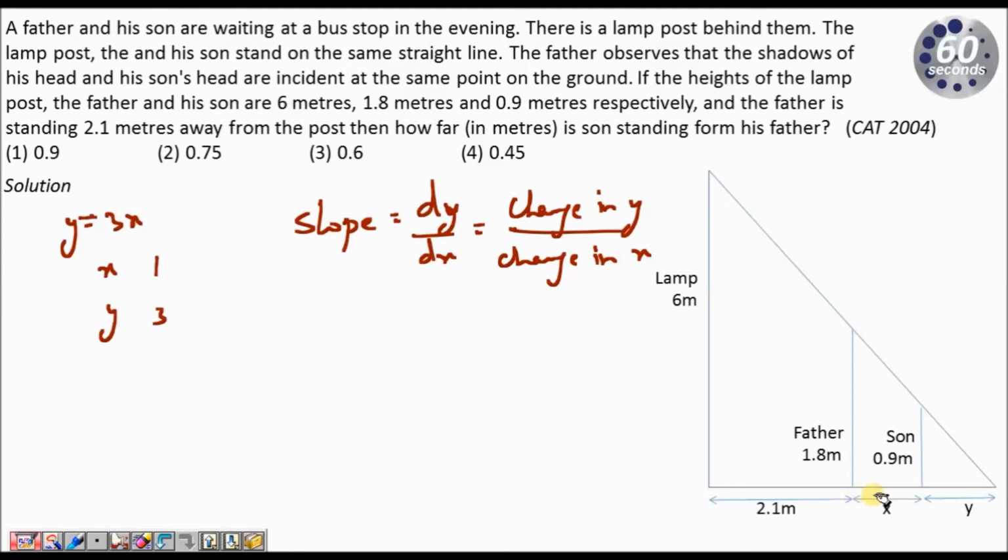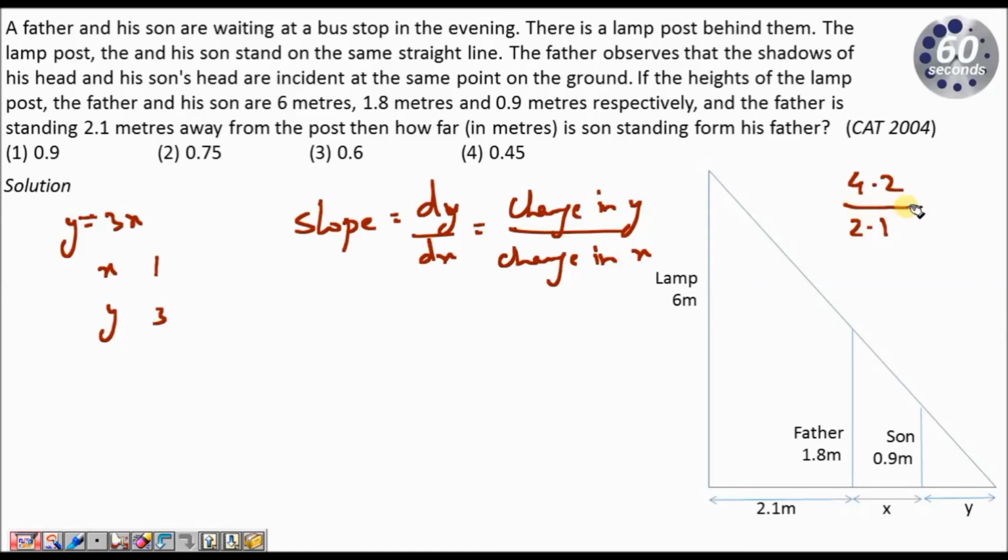Now we have to find this distance x. What I want you to notice is the slope of this line. The slope of this line is constant. It is a straight line. Now the height of the lamp is 6 and the height of the father is 1.8. So there is a difference of 4.2. This is the change in y, the change in the vertical coordinate. For this, the corresponding change in x is 2.1.